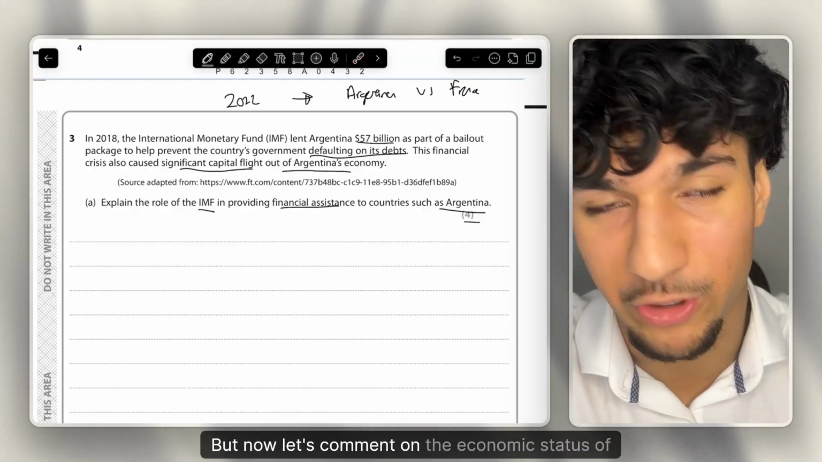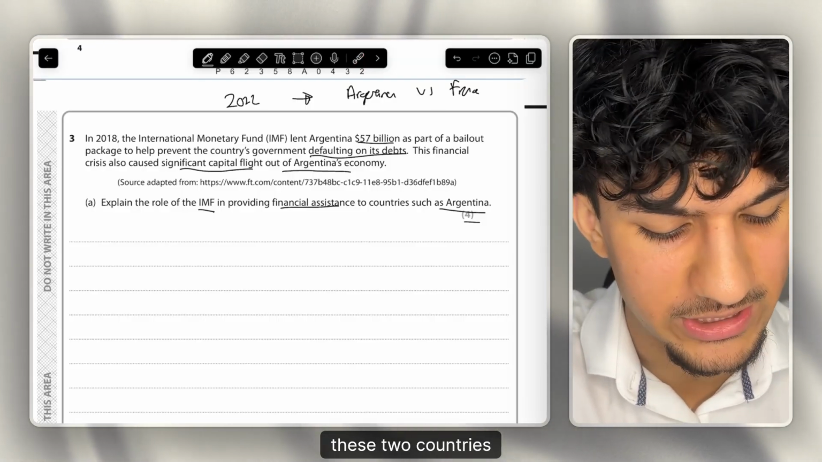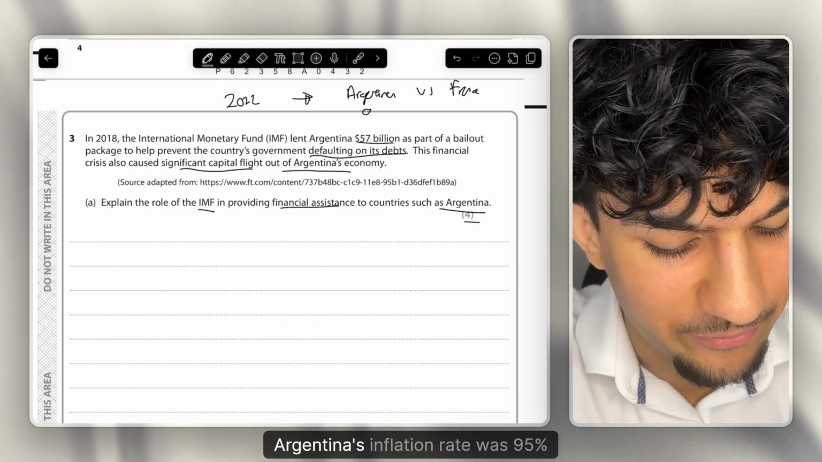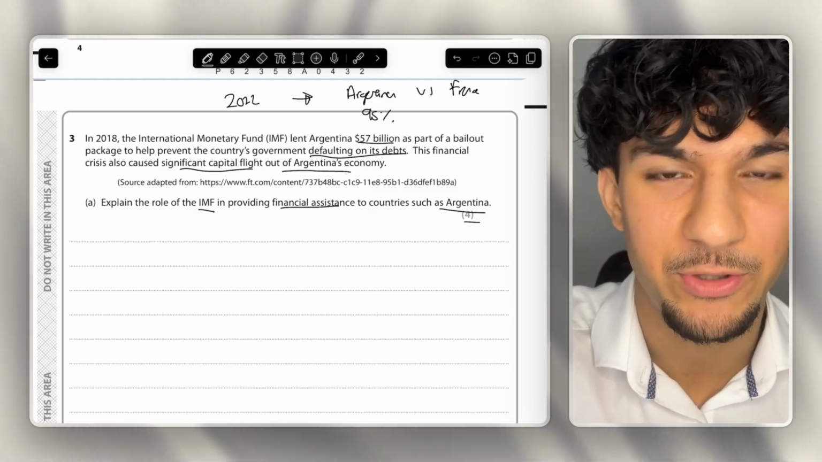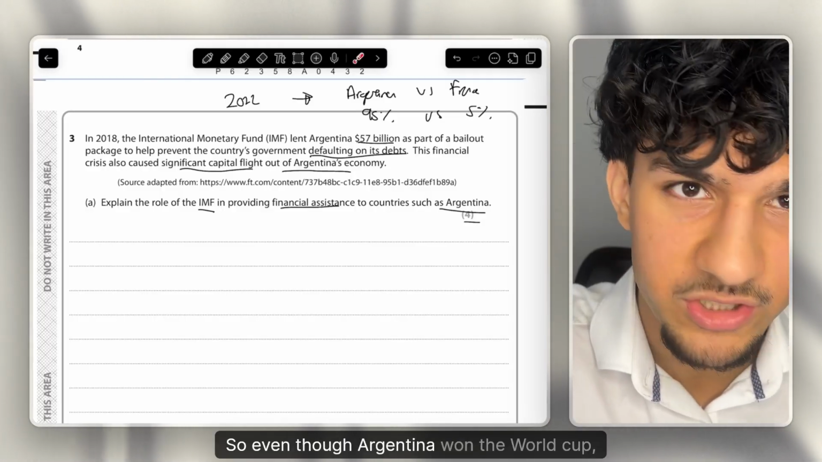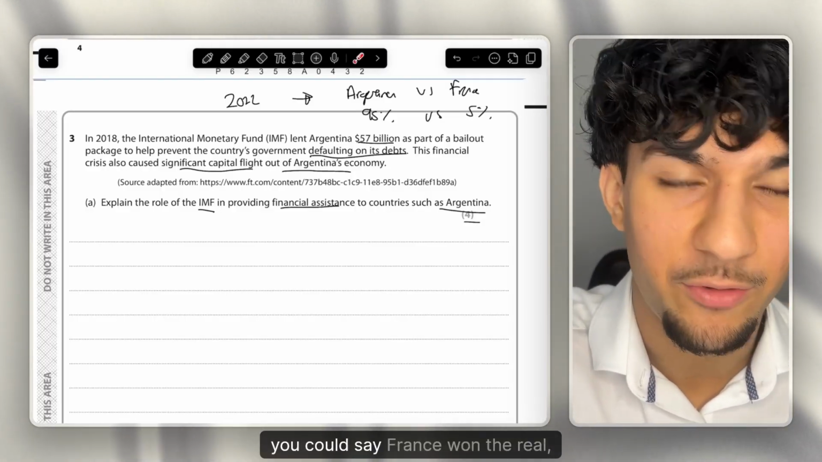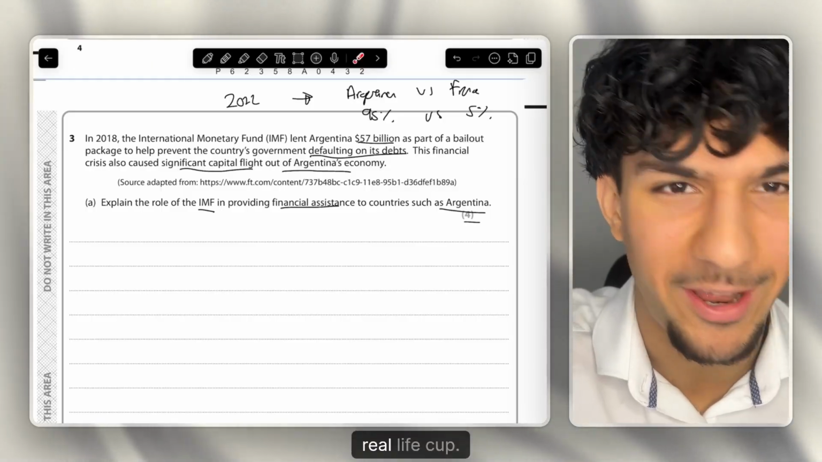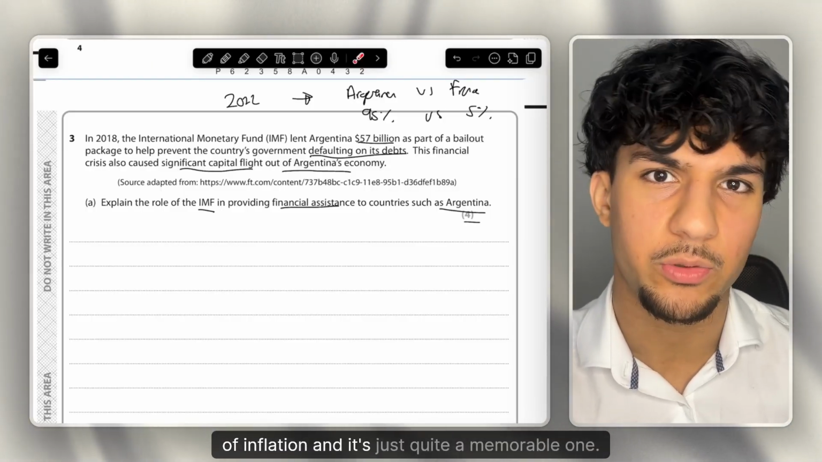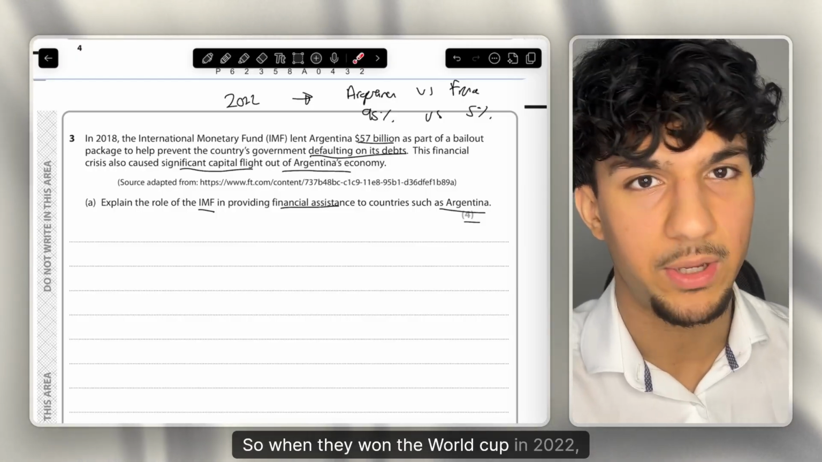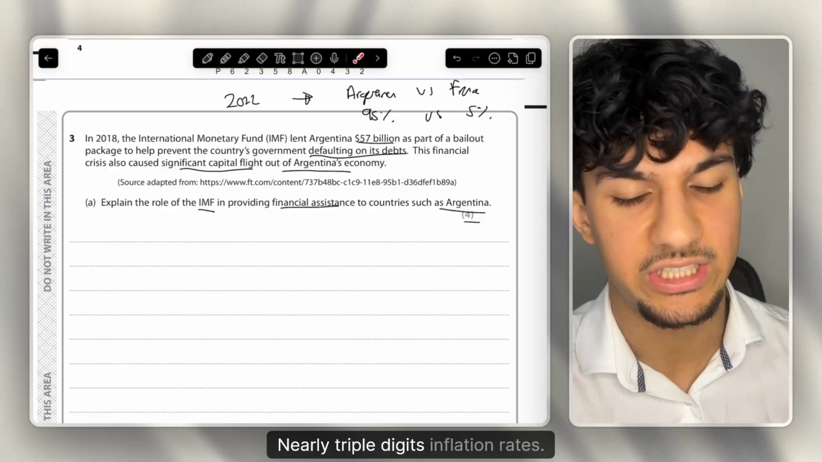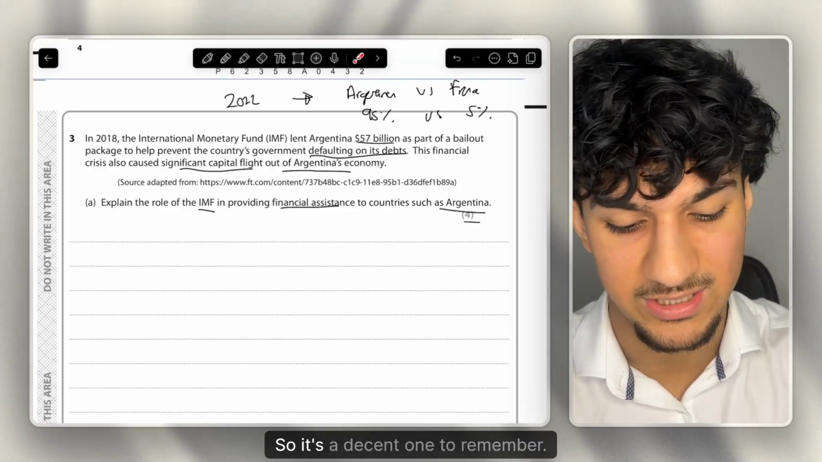But now let's comment on the economic status of these two countries. During that World Cup final, let's talk about the inflation rates. Argentina's inflation rate was 95% during that World Cup final, whilst France's was around 5%. So even though Argentina won the World Cup, you could say France won the real life cup. But on a serious note, Argentina does suffer with extremely high levels of inflation, and it's just quite a memorable one. So when they won the World Cup in 2022, they were suffering from nearly 100%, nearly triple digit inflation rates. So it's a decent one to remember.